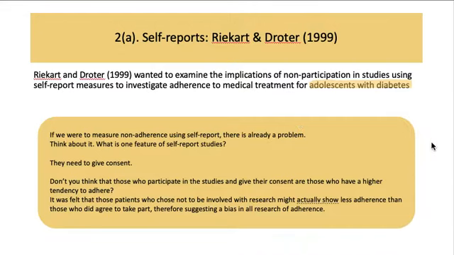It's the same with volunteer sampling. Who are the most likely participants in a volunteer sampling? Those who are helpful. Okay, so here is the same. Who are most likely to participate in the self-report interview or questionnaire about adherence? Those who would adhere. Okay, so it was felt that those patients who chose not to be involved with research might actually show less adherence than those who did agree to take part. So in this kind of study, only those who are most likely to adhere will participate. So there's already a bias in this research. Okay, so which means they will show a high adherence level because all the participants are those who are more likely to adhere.